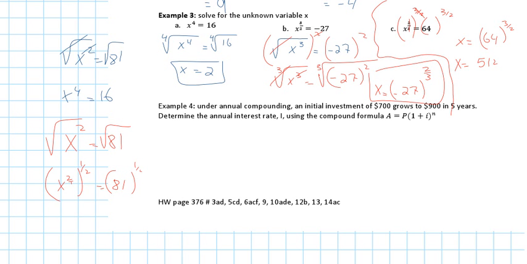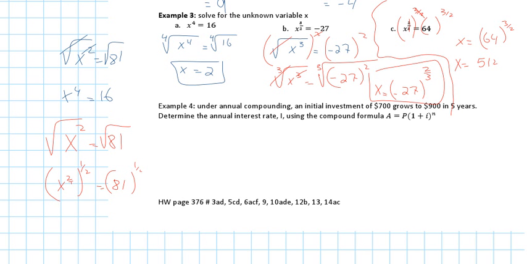Okay, let's look at this example. Under annual compounding, an initial investment of $700 grows to $900 in 5 years. Determine the annual interest rate, I, using the compound formula. So they give you the formula. They want you to solve for I.